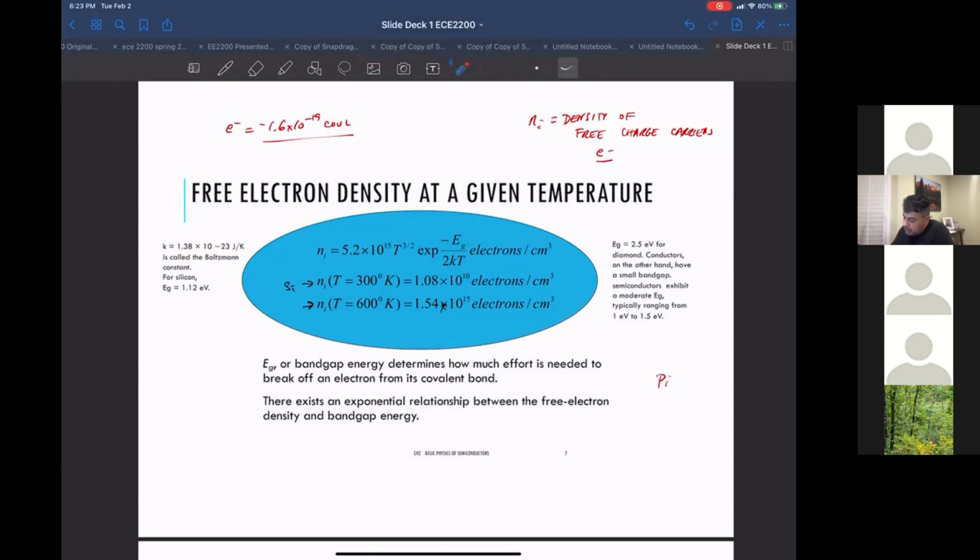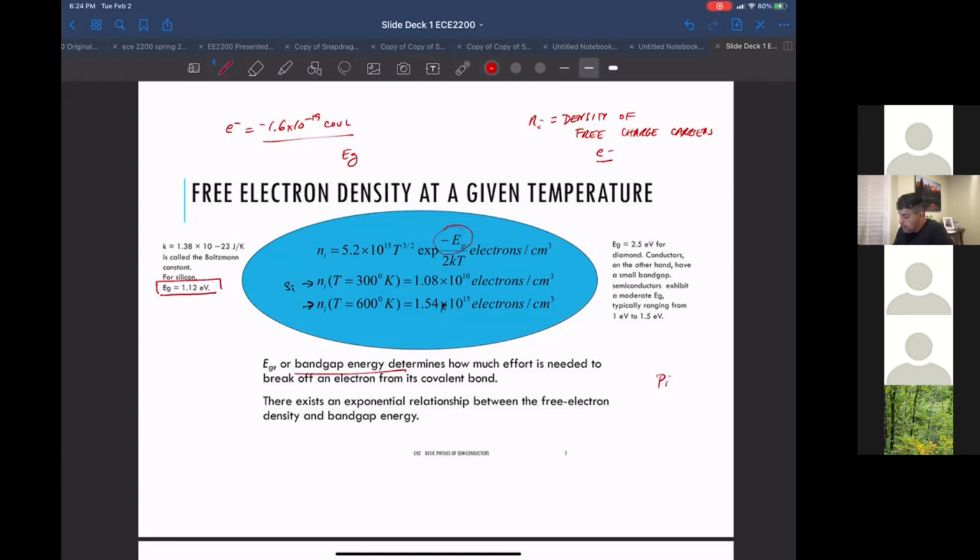And the second thing that this equation is very dependent on is what's called the band gap. E sub G is the band gap energy. That defines for a particular type of material how easy it is for the electrons to go free. For example, the band gap for silicon is 1.12 electron volts.